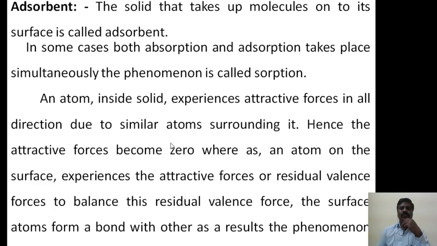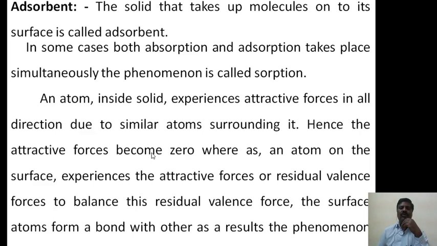This means that inside a solid, an atom is surrounded by other similar atoms. Therefore, the attractive forces will exist, and they will become zero. But consider the same atom on the surface: it will be attracted by the inner atoms, but in the opposite direction there are no atoms, because there is only the wall of the container. Therefore, on that side the force will not be there, and the attractive force will be experienced in only one direction, inward.